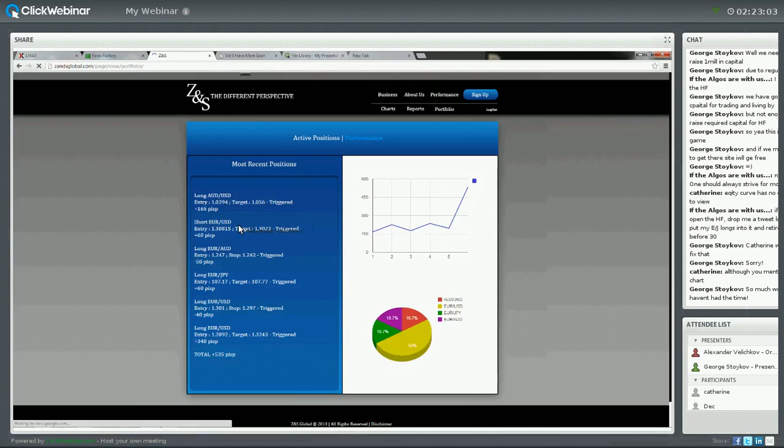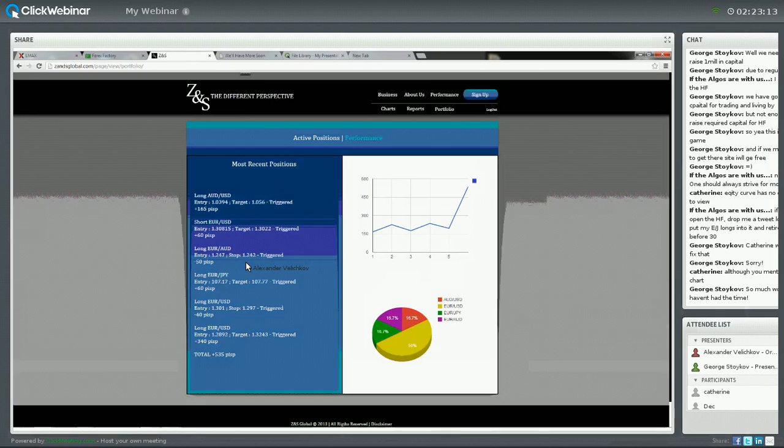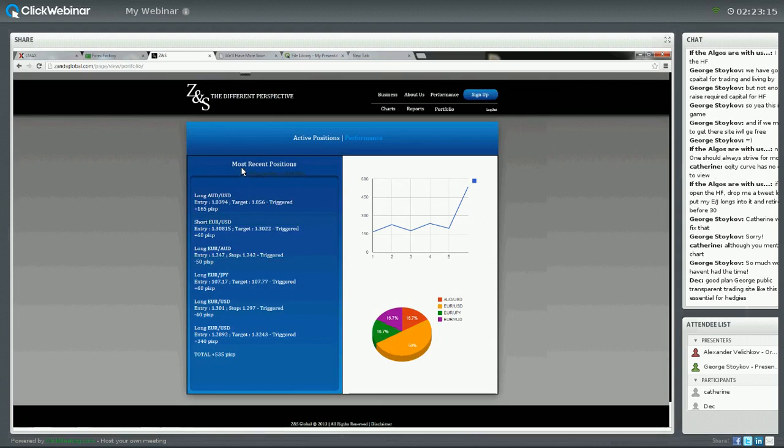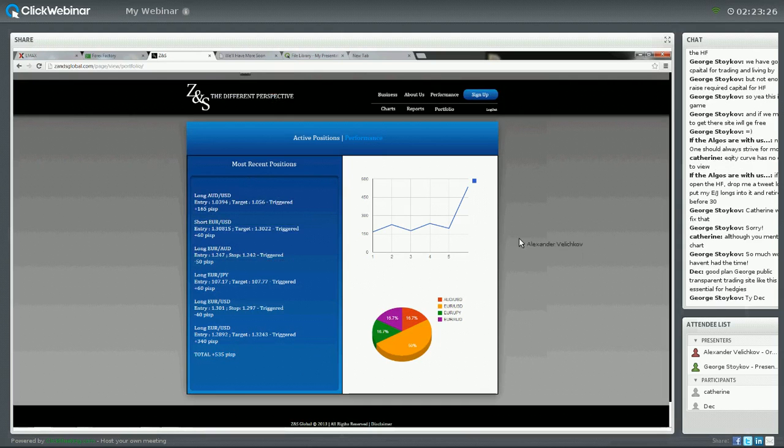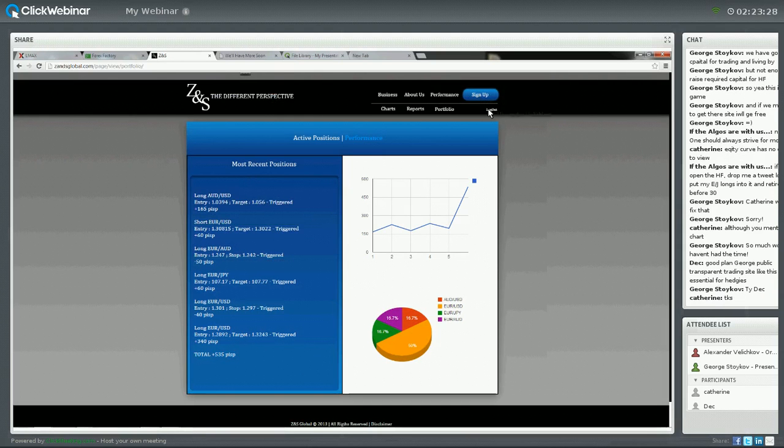And if you click on performance, it's pretty self-explanatory. I don't think I have to walk you through this. This is our equity curve. Most recent positions, pips netted. This has to be fixed. This is a lot bigger. Yeah, so that's pretty much it for the site.